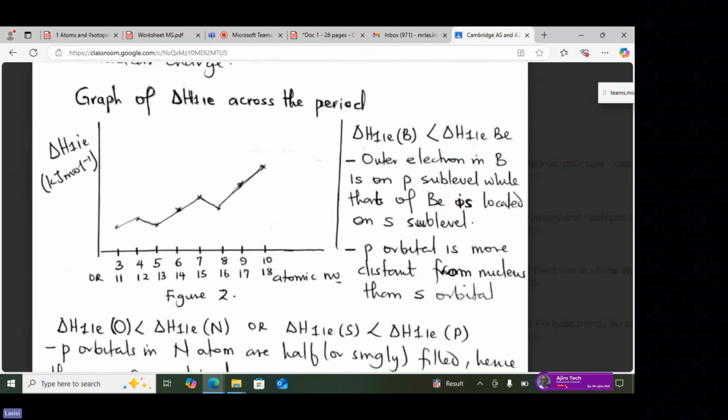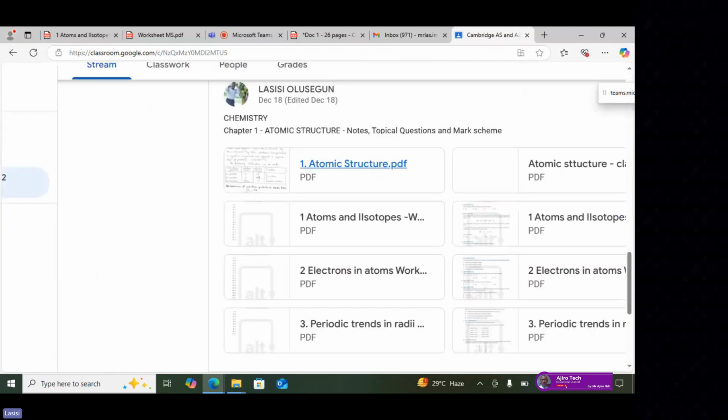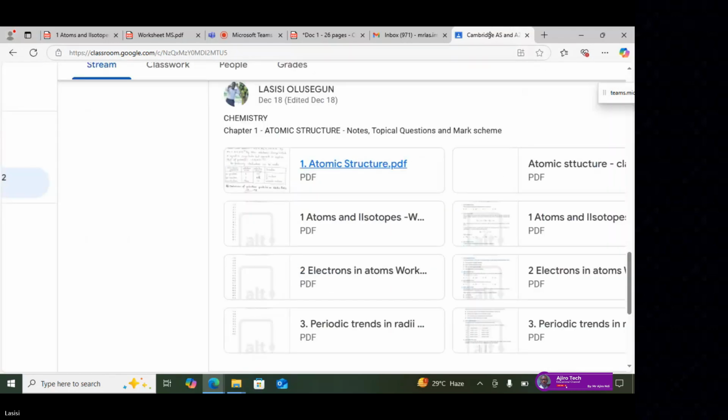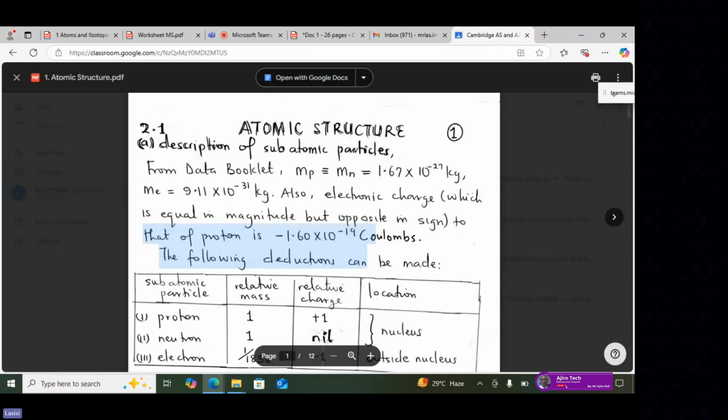Now you can see that it's increasing, from lithium to neon, or from sodium to argon. Questions along the line? Sir, there are some fluctuations along the line. As it's increasing across the period, do we have some fluctuations along the line?